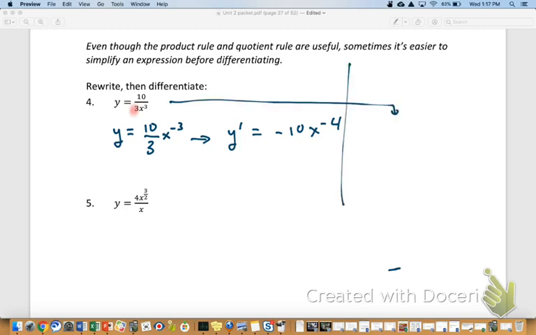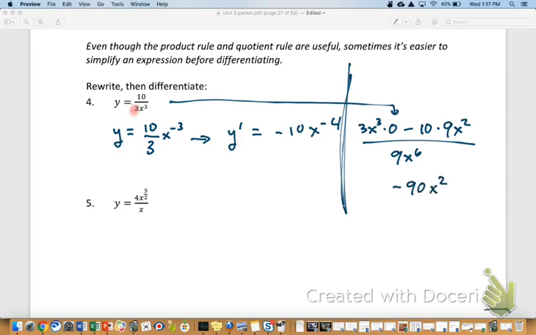I could say low d high minus high d low, all divided by the square of what's below. What's d high? 0. People mess that up a lot. They say d high is 10, but that's a constant, so d high is 0. What's d low? 9x squared. So it'd be 9x to the 6th. I'm even cutting steps here. So the first one is 0. So this is negative 90x squared over 9x to the 6th.